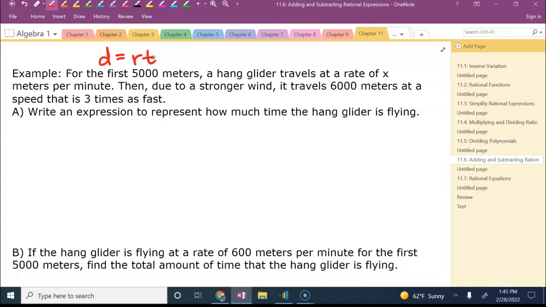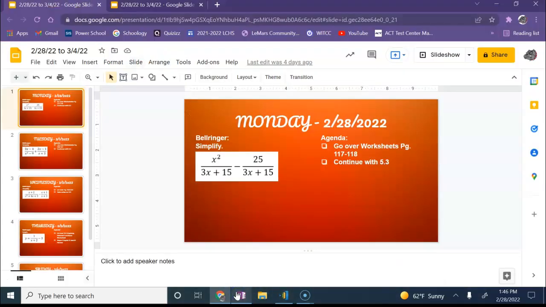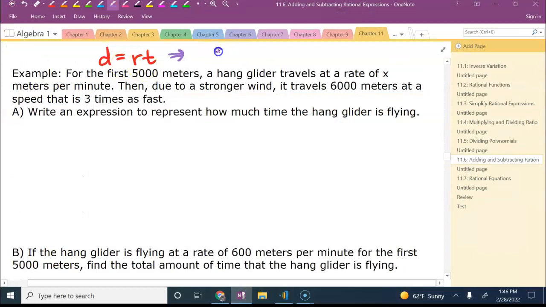So this first example says, for the first 5,000 meters, a hang glider travels at a rate of x meters per minute. Then due to a stronger wind, it travels 6,000 meters at a speed that is 3 times as fast. We want to write an expression to represent how much time the hang glider is flying for. So we can actually manipulate this equation up here to our advantage. Instead of having D equals RT, because they're asking us to figure out how much time the hang glider is flying for, we can rewrite this for T. If I wanted to get R away from my T, I would divide by R. So my equation would be D over R equals my time.